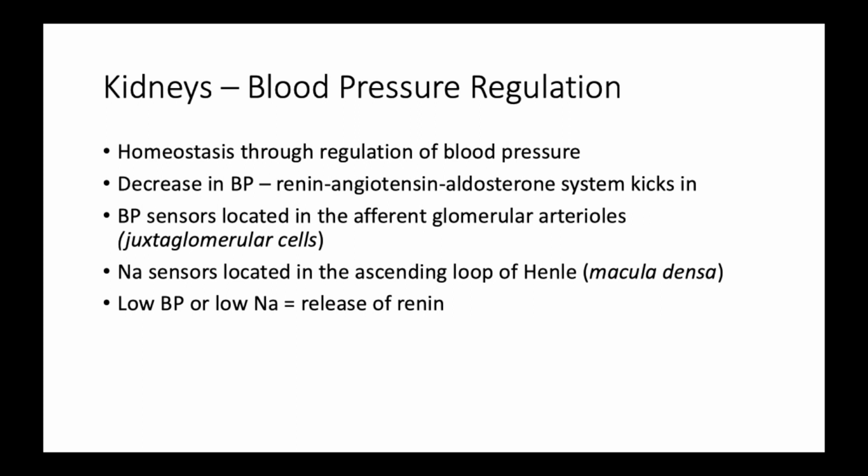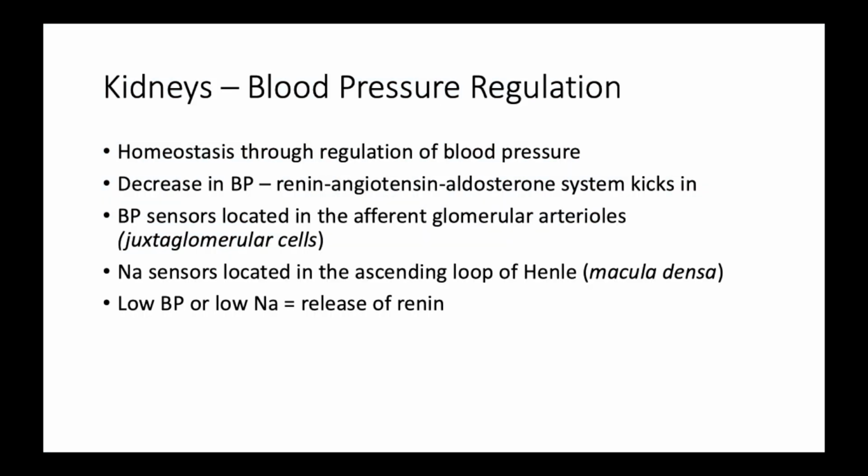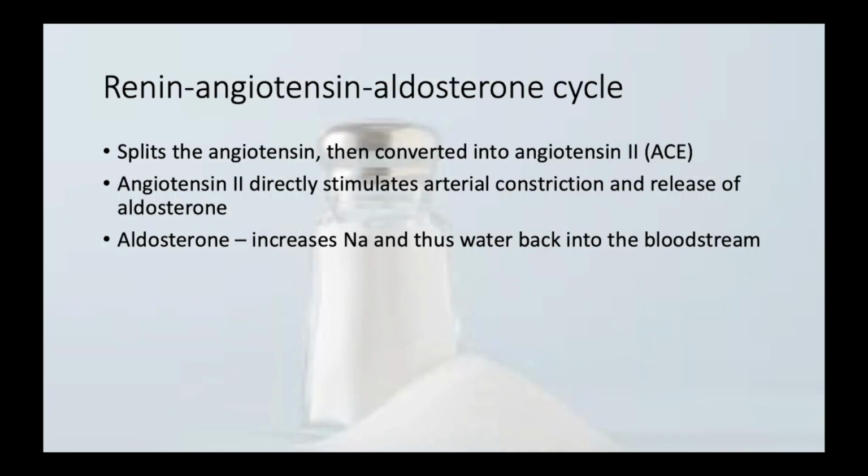Renin is an enzyme that facilitates the splitting of angiotensin 1 from angiotensinogen. And then the angiotensin 1 is converted to angiotensin 2 by the angiotensin converting enzyme. So renin is released from the body because of a drop in blood pressure or a drop in sodium. And then, of course, the renin splits the angiotensinogen, and then it's converted into angiotensin 2 through the angiotensin converting enzyme. Angiotensin 2 directly stimulates the arterial constriction and release of aldosterone.